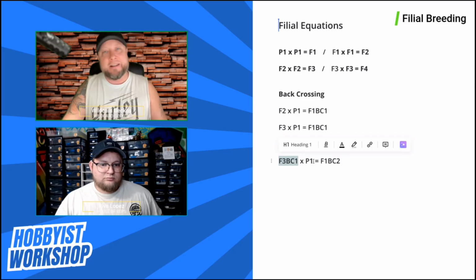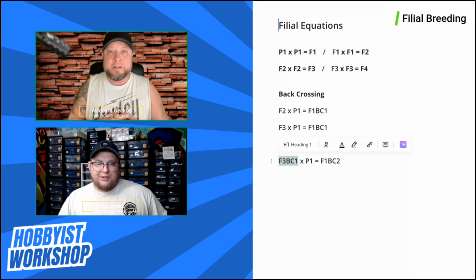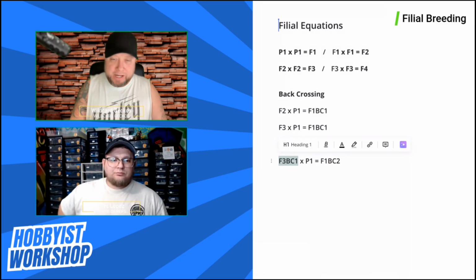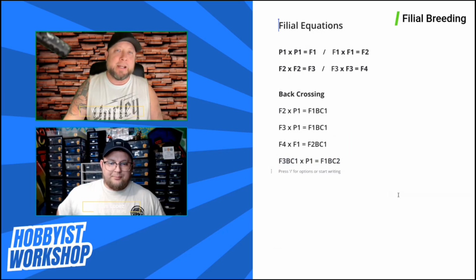Let's say you haven't locked in that trait and you're still trying. You've noticed that you haven't had a lot of breakdown in the genetic diversity and the visual of the animal, so you're going for it. You take the F3 BC1 to a P1. That's going to create an F1, okay? But it's going to be a BC2. Hopefully, you guys noticed that there.